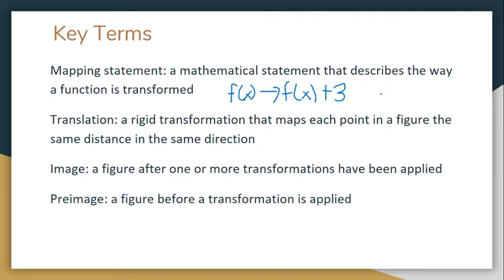An image is a figure after one or more transformations have been applied. So that's our final image that we get after we go through our mapping statement. And the pre-image is a figure before a transformation is applied. So that's our original image that we have when we're first trying to graph the transformation. Whatever the graph looks like first is our pre-image.